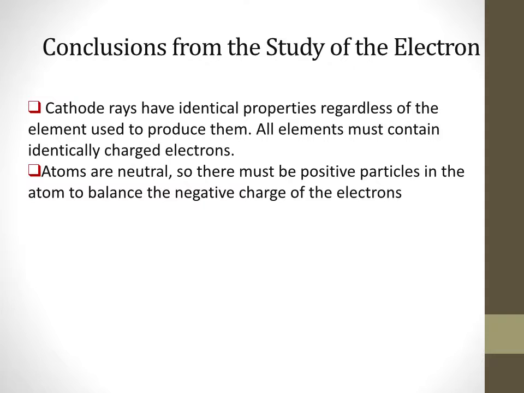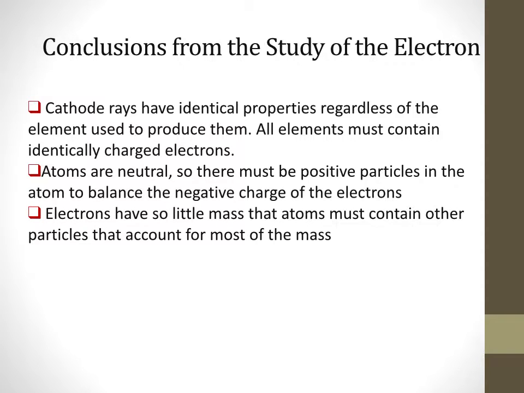Atoms themselves are neutrally charged, so there's got to be something that balances out that negative charge. From that, they were able to deduce that there must be positive particles in there as well. Finally, electrons have so little mass, and that's from Millikan's experiment, that something else has got to take up the bulk of the weight, or the mass.